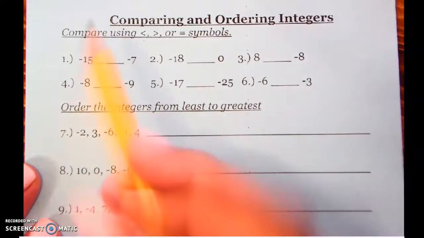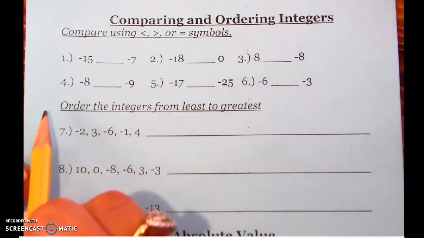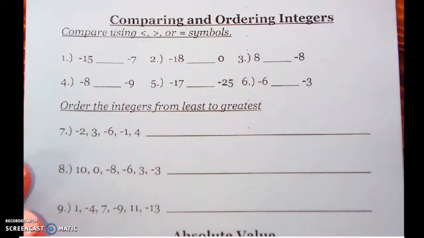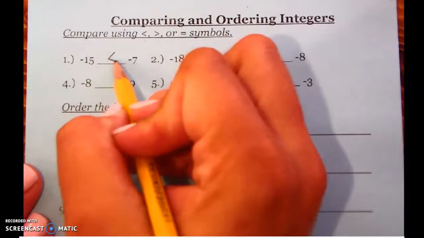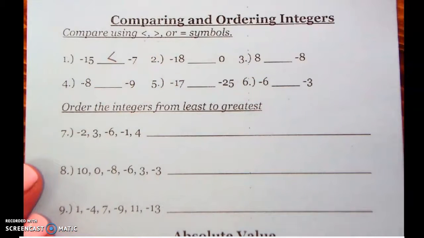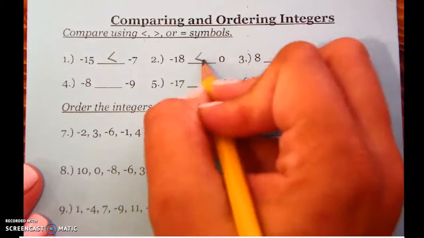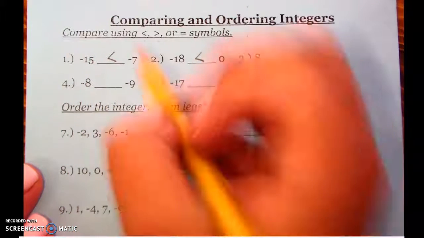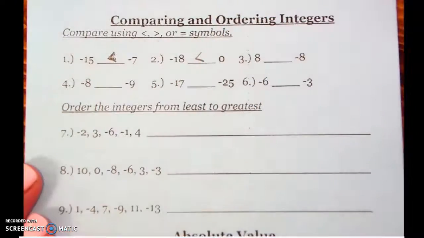Okay. So number 1, if you visualize these on a number line, think about which one is going to be further right. The furthest right will be your greater number. So -15 is, we're going to say, less than -7. -18 is less than 0 because 0 is further right. And when you were younger, you probably learned the alligator's mouth, and you may have drawn the little teeth in there to say the alligator's eating the larger number.